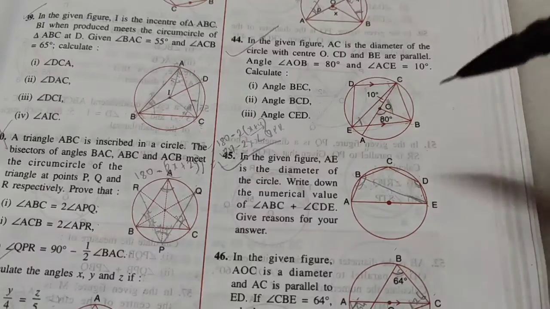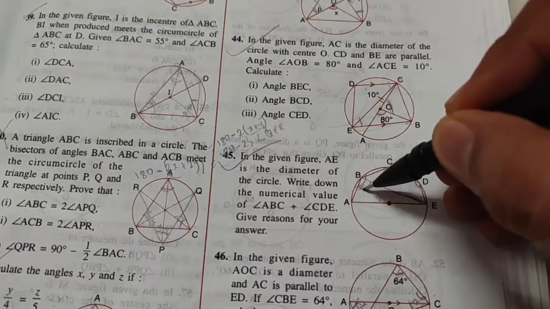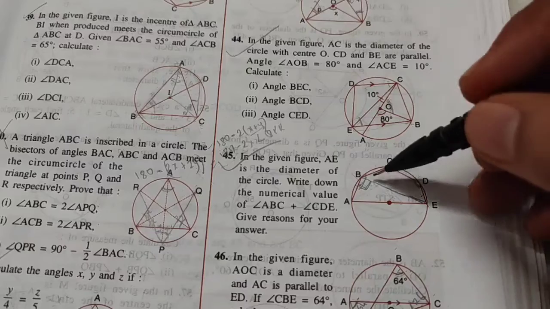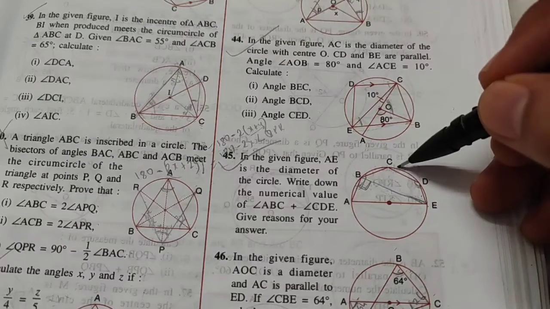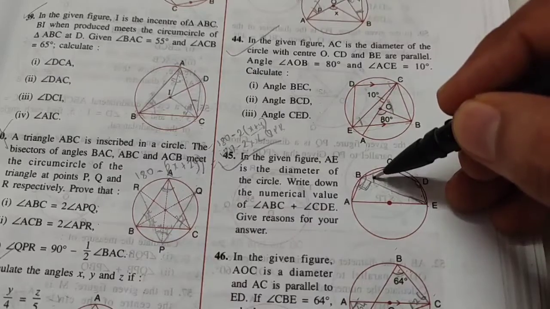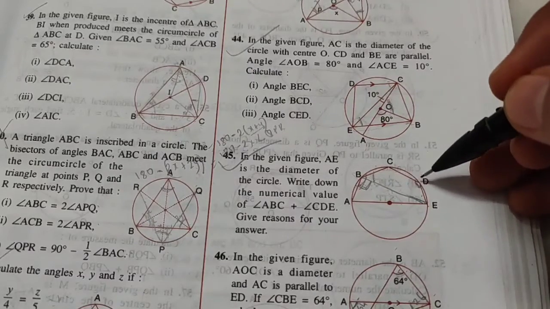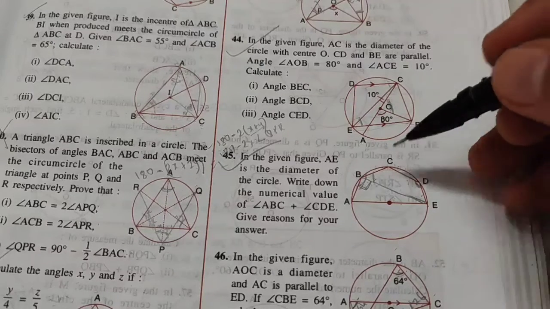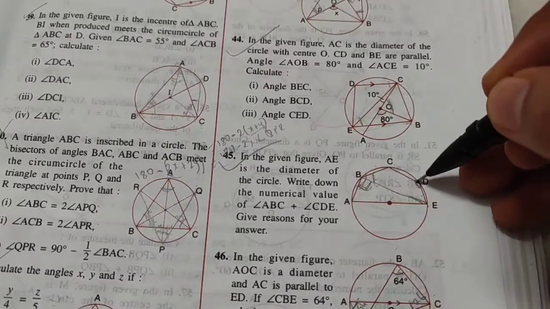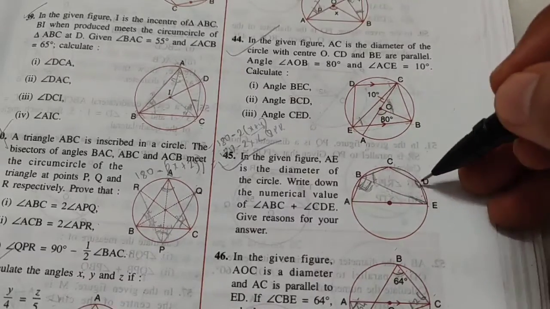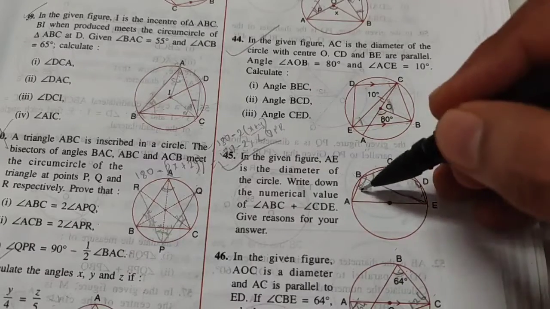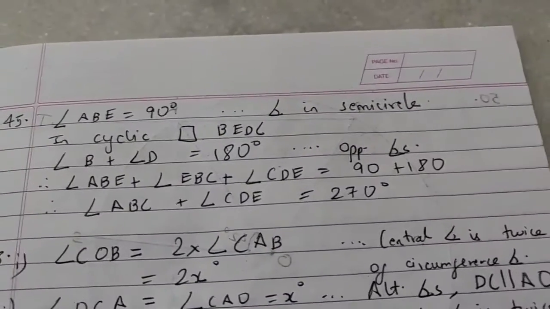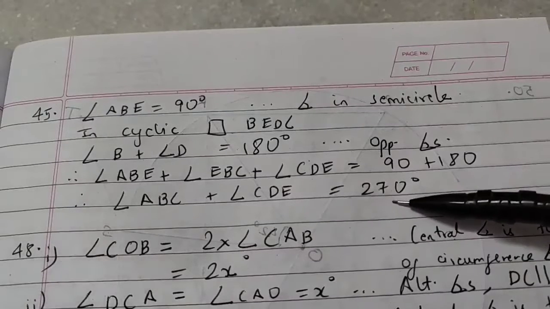The moment we do this, we know that angle ABE is 90 degrees because it's an angle in the semicircle, and AE is the diameter, right? Also, BEDC is a cyclic quadrilateral. So angle EBC plus angle CDE is 180 degrees. Opposite angles of a cyclic quadrilateral are supplementary. So adding the two equations, I'm getting this plus this is totally 90 plus 180. That's 270. But this plus this is entirely angle ABC. So in the end, I get angle ABC plus angle CDE is equal to 270 degrees.